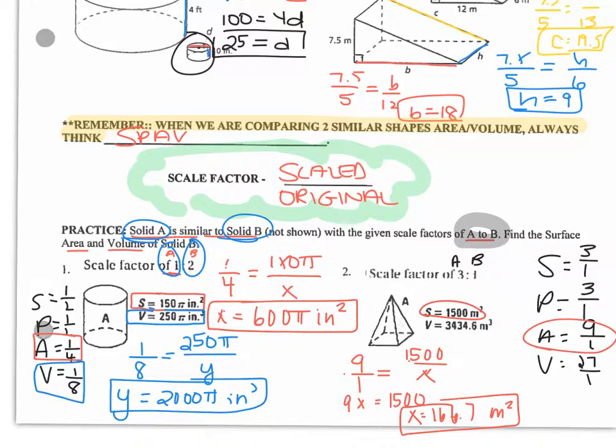So now if we try to find volume, nope, this is the volume I'm using. What ratio do I start with? Well, I start with the volume ratio. So I do 27 over 1 equals 3,434.6 over y. So if I cross multiply, y is going to equal 127.2 meters cubed. When you're good with that, go ahead and flip your paper.